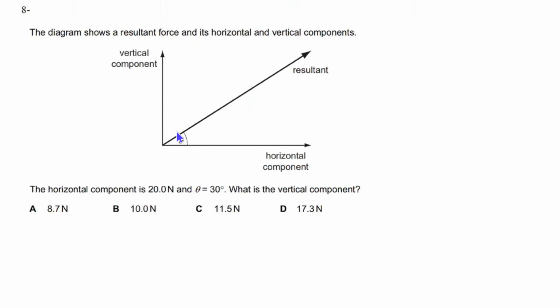Okay, so this is our next question. Let's try to find out what is given to us. First of all, it is given that the horizontal component is equal to 20 newtons and the angle is also given. What we need to find is simply the vertical component. As you can see, this diagram is also given. The vertical component is on the y-axis and the horizontal component is on the x-axis.